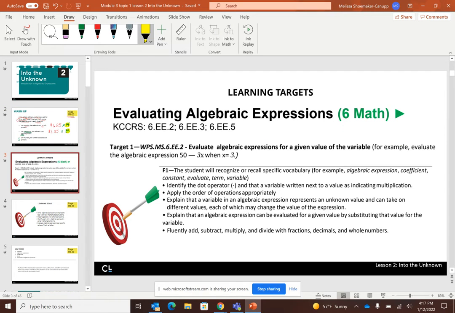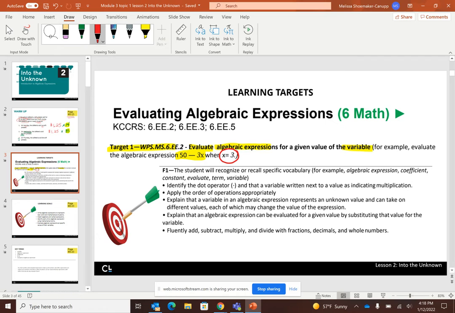So as I've been talking about, we're trying to get to our target, okay? Our target is to evaluate or solve algebraic expressions. Those are math problems that have letters or variables in them, for the given variable. That means when I have something that looks like this, 50 minus 3x, and they tell me that instead of the x, I put in a 3, I can plug it in there and solve.